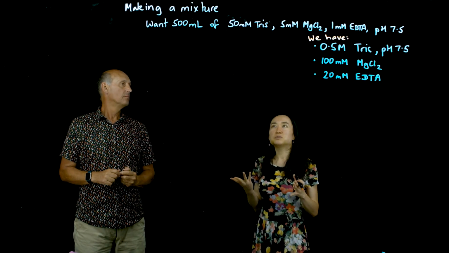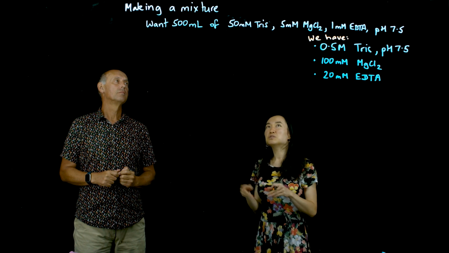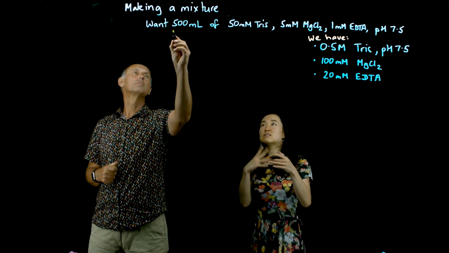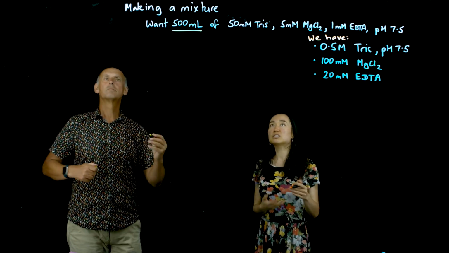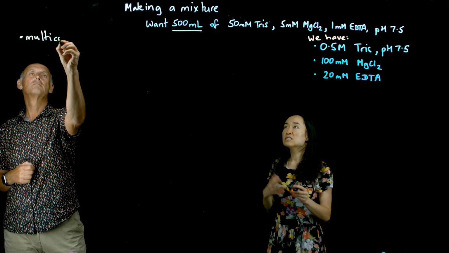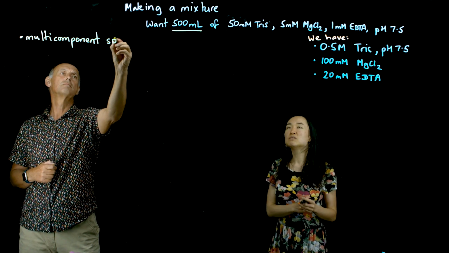This is the kind of situation you may encounter if you've read someone's paper, for example. You want to make a solution that they've described in their method. So they'll describe a solution that has multiple components, such as this one that has Tris, magnesium chloride, EDTA, and you'll be needing to make it up with whatever you happen to have in your lab.